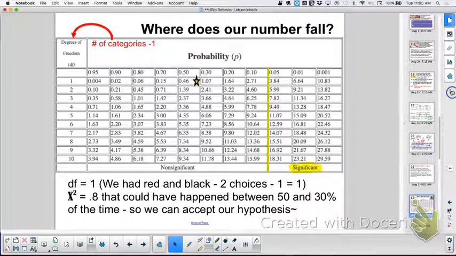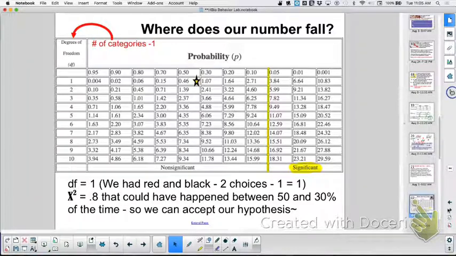Okay, let's start with the degrees of freedom. Eyes are up here, not on your computer. Right here, degrees of freedom. This is what row you're going to pay attention to. Your degrees of freedom is how many options you have minus 1. Let me explain why. We had red and black. If it wasn't red, it was black. So our degree of freedom was 1. We only had one other option. If we were analyzing spades, clubs, hearts, diamonds, how many choices did we have? 4. So we take 1 away from that. Our degrees of freedom really were 3.